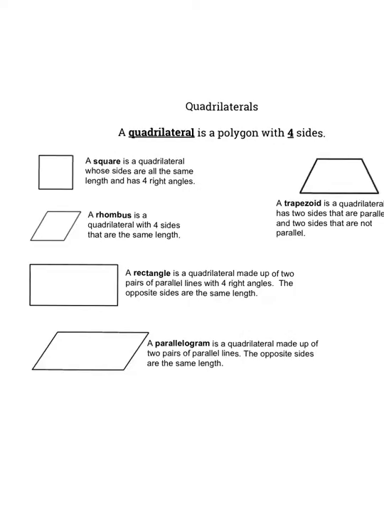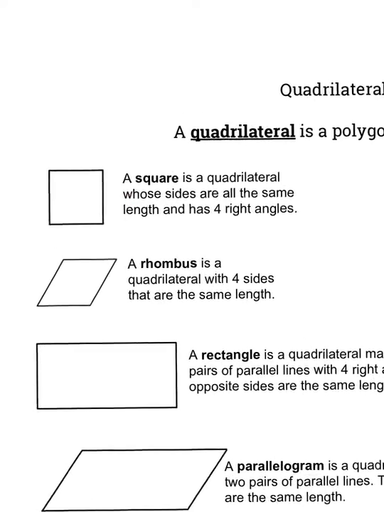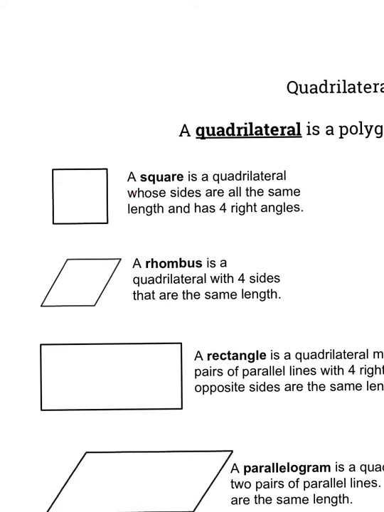Today we're going to be talking about quadrilaterals. Now, a quadrilateral is just a polygon that has four sides. So the first one we're going to talk about is a quadrilateral that you're all very familiar with, and that is the square. Now, a square is a quadrilateral whose sides are all the same length and has four right angles. So every one of these angles is a right angle.